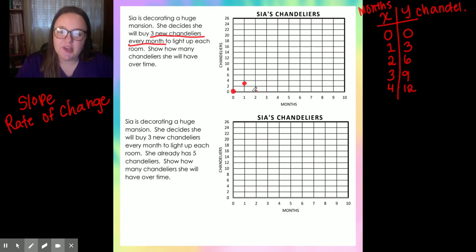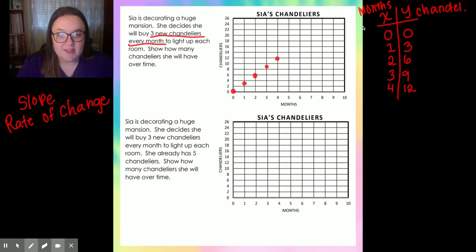After 2 months, she got another 3 chandeliers. So she's up to 6 now. You can start to see a pattern here. After 3 months, she's all the way up at 9, which is between 8 and 10. After 4 months, she went all the way up to 12 chandeliers.